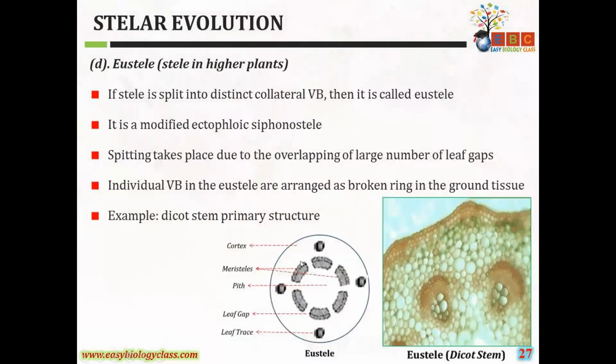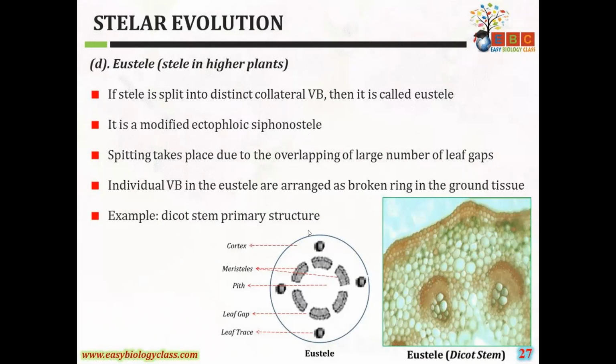Eustele. If the stele is split into distinct collateral vascular bundles, it is called a eustele. It is a modified ectophloic siphonostele. The splitting takes place due to the overlapping of a large number of leaf gaps. Each one is called a meristele. The individual vascular bundles in the eustele are arranged as a broken ring in the ground tissue. An example for this is the dicot stem, the primary structure of the dicot stem.